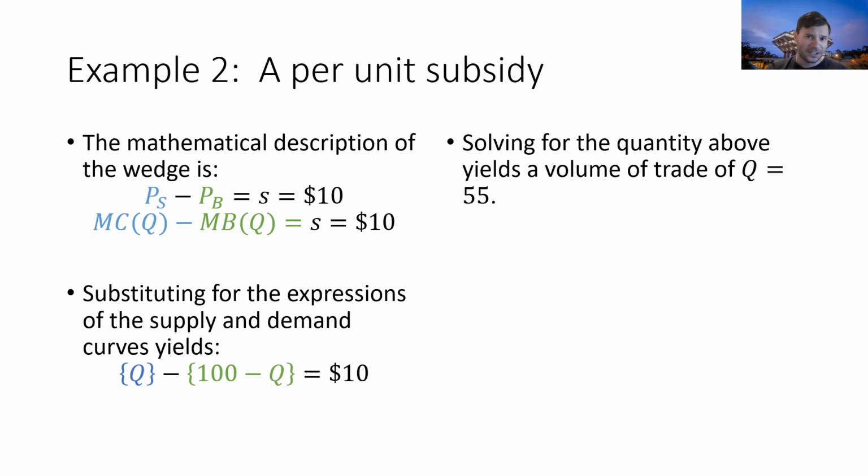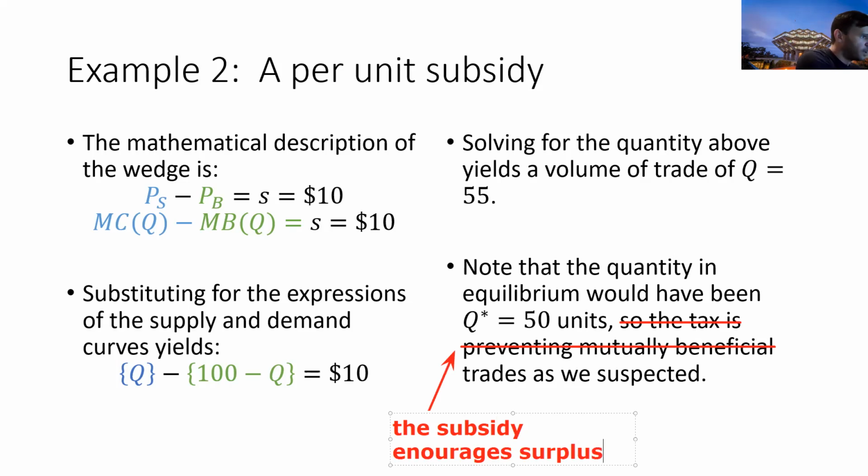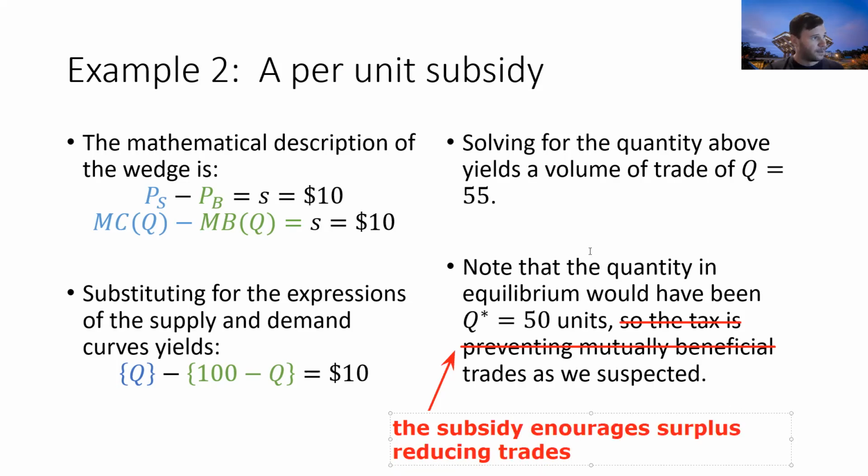Notice that's more than the equilibrium quantity. And there's a little bit of a typo here. This should say not the tax is preventing mutually beneficial trades. It should say the subsidy is encouraging surplus reducing trades. Sorry, the subsidy encourages surplus reducing trades. That's what I meant to say. I apologize, but this is correctly written. Okay, as we kind of suspected.